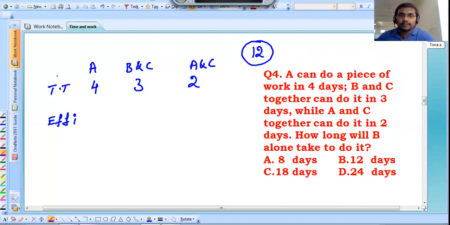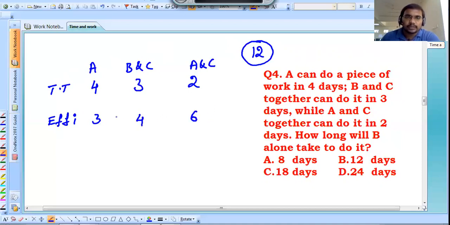LCM is 12. So 12, 4 days they are taking. A taking 4 days. That means efficiency is 3. That is every day 3 units. B and C together 4 units. C and A, they will complete 6 units.